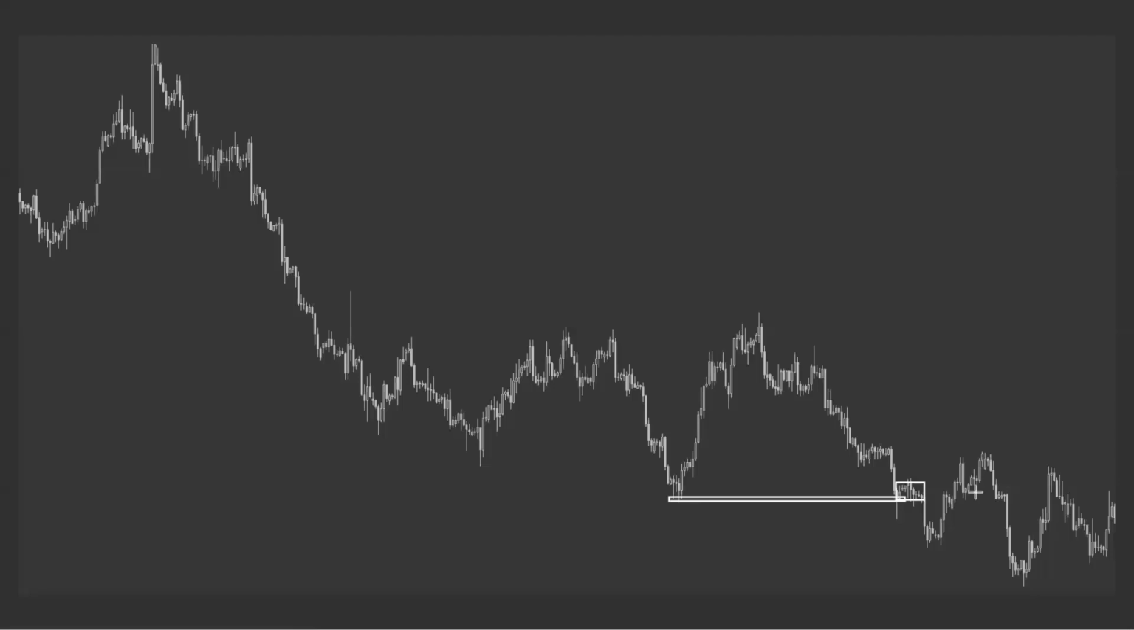But as I say, the best opportunities are in a sideways market, and especially in a sideways market looking to trade with the trend. So a false breakout of a range in the context of a trend.